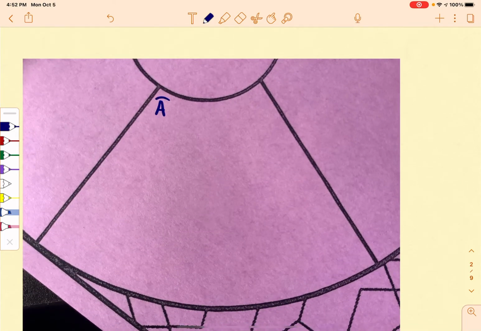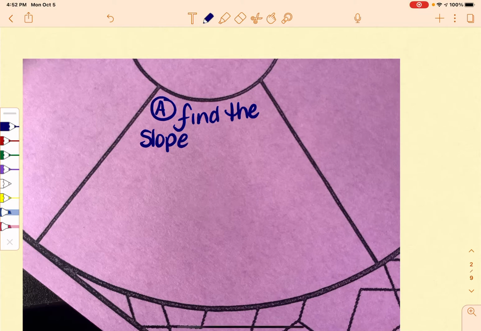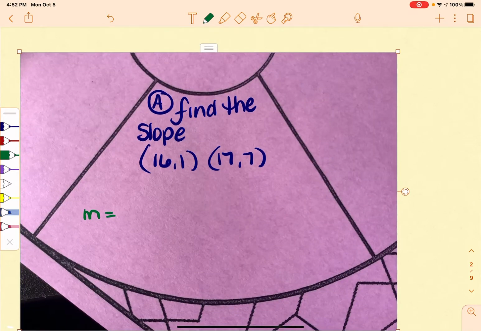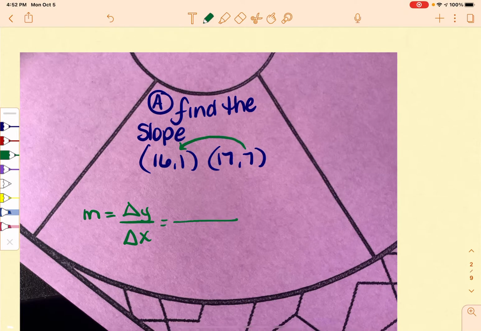So I'm just going to call this A here. So we're going to find the slope. And I have 2 points, (1, 6) and (17, 7). Now, I'll be honest, 99% of the time when I try to find slope, I like to use change in y over change in x. So I like to use the arrows too. It kind of helps me get things in the right order.